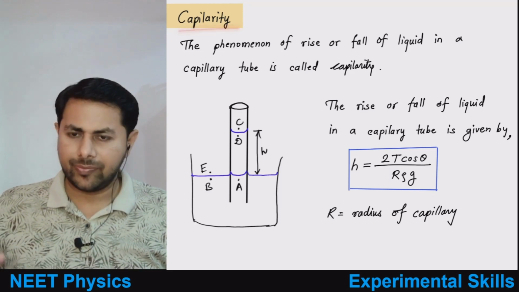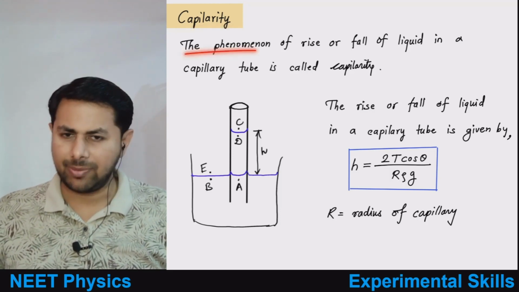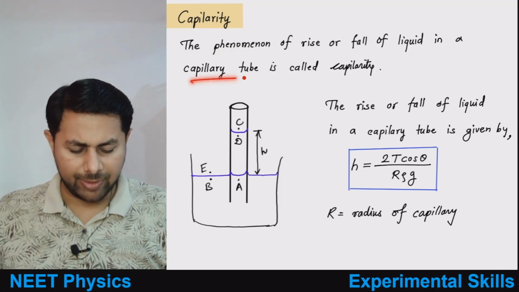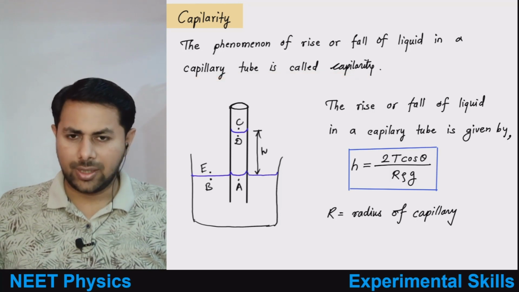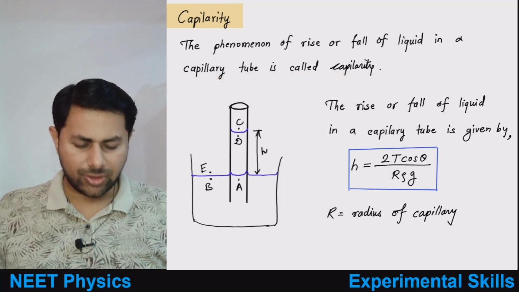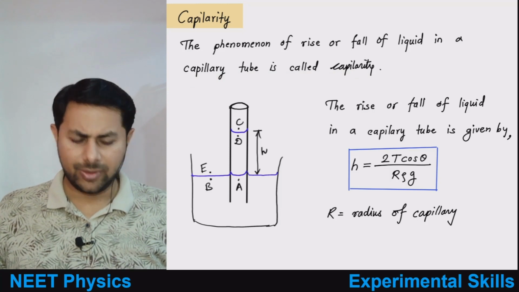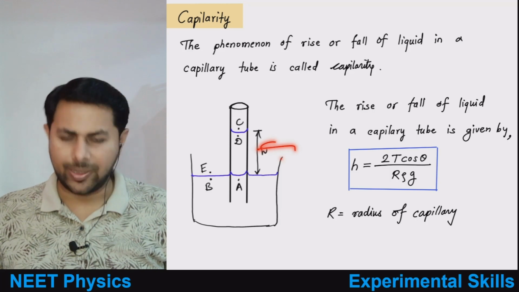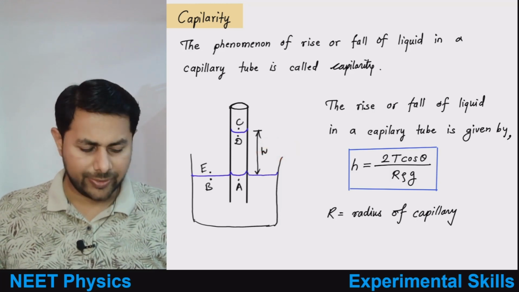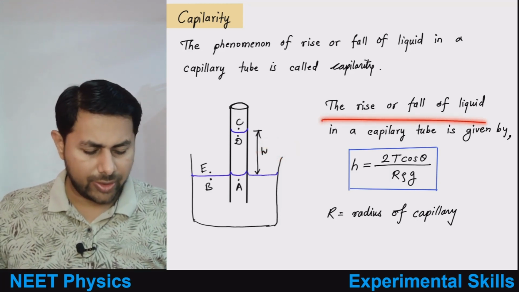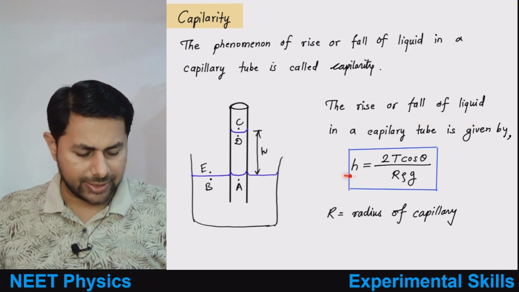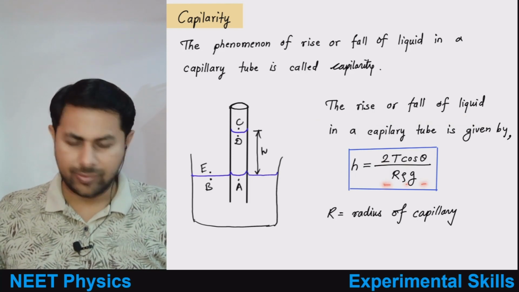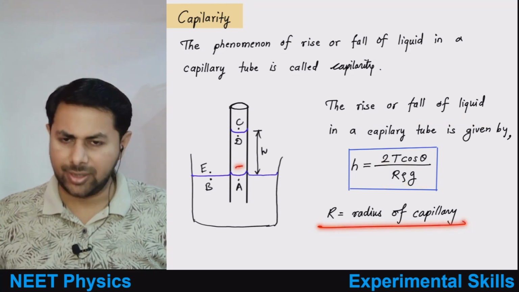So next one is capillarity. So what is capillarity? It's the phenomenon of rise or fall of a liquid in a capillary tube. So now we are going to make use of capillarity to find out the surface tension of the liquid. The rise or fall of the liquid in a capillary tube is given by this formula: h is equal to 2T cos theta divided by r rho g, where r is the radius of the capillary tube.